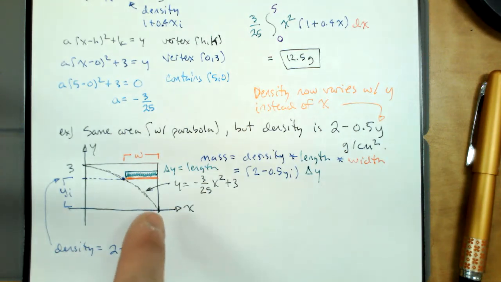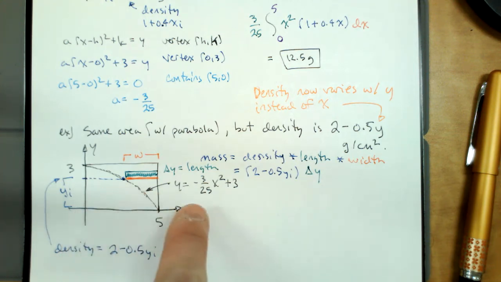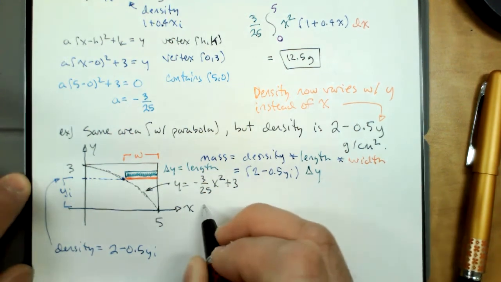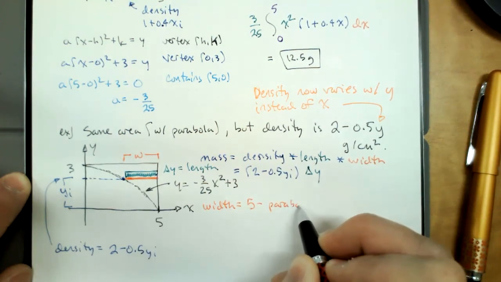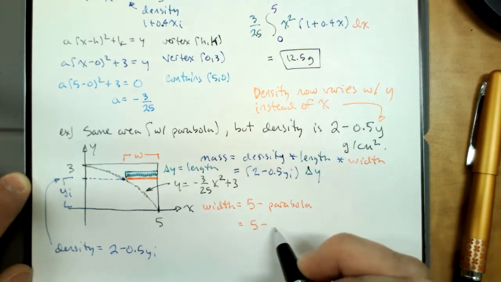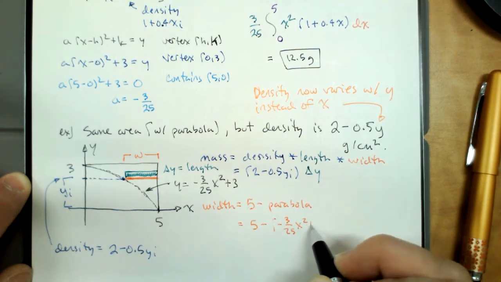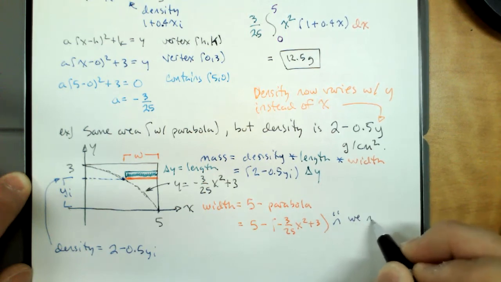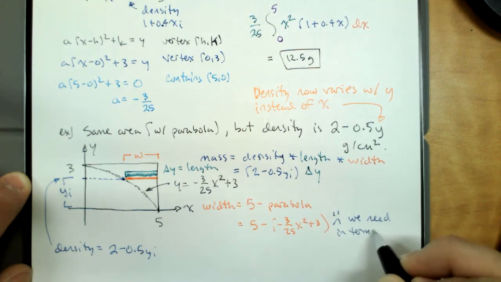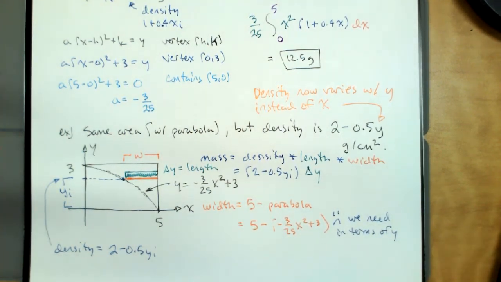The largest value of the width, the right side of the width is 5, and the left side of the width is the parabola. So I need to write 5 minus the parabola. The problem is the parabola is y as a function of x, I need x as a function of y. So when we go to calculate the width, I'm going to do 5 minus the parabola, which can appear as 5 minus negative 3/25 x squared plus 3, but this is not helpful, because we need this in terms of y. So what we're going to have to do is grab our parabola, fix it so x is a function of y, and plug that in, 5 minus the parabola.